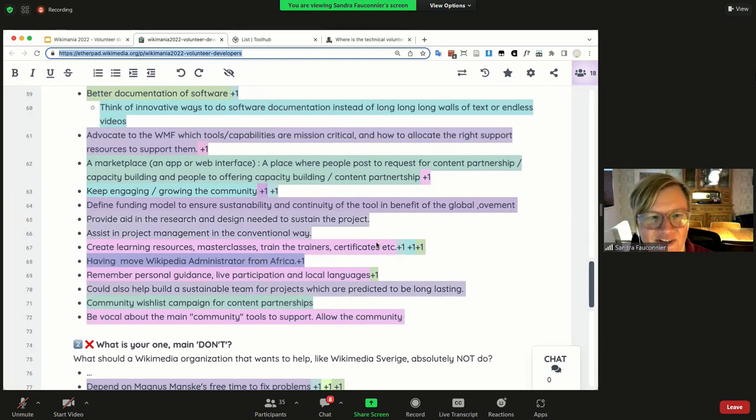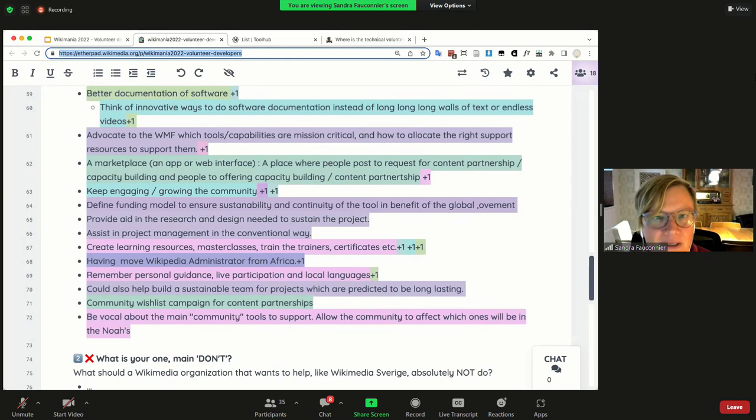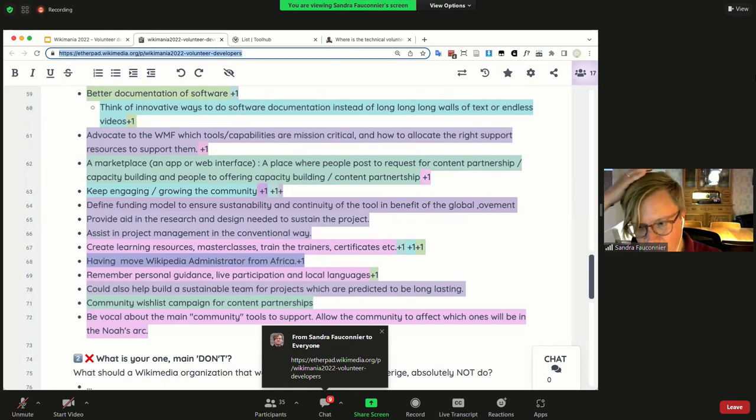I see things that I find really interesting. This is great. Also, ideas that I didn't have before. It's really nice. Maybe some people have arrived quite late, so I will post a link to the Etherpad again.